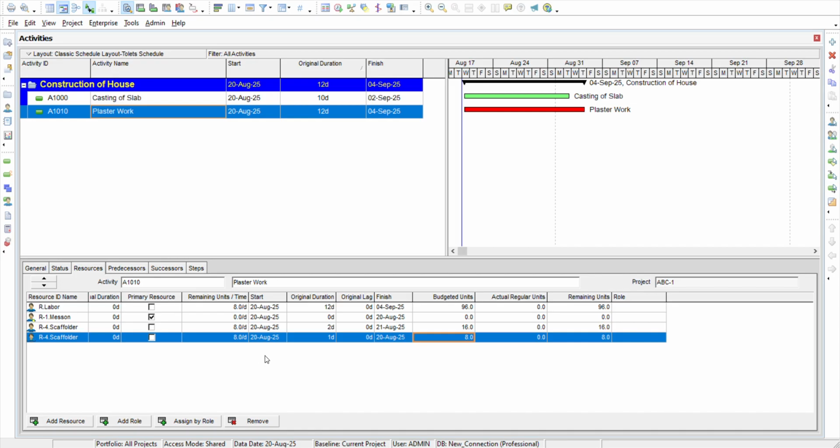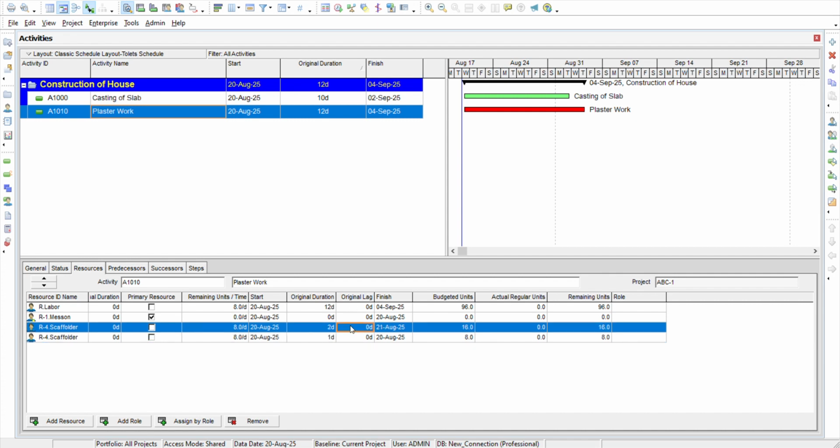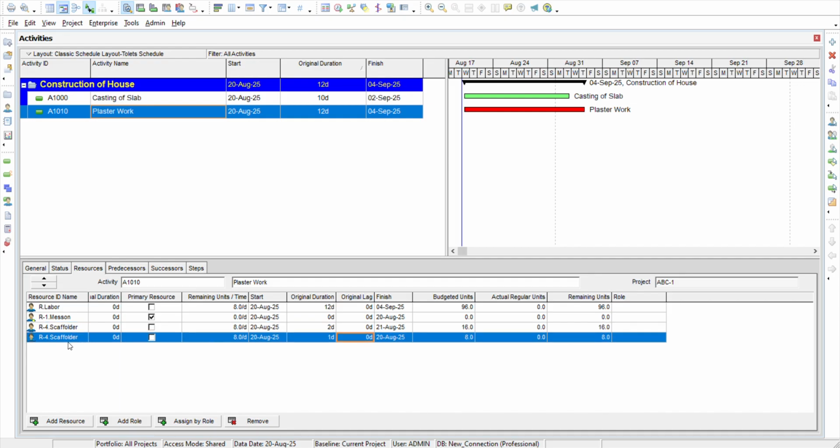So now here comes the tricky part. I do need to use resource lag. I will be using this at the start, so with 0 lag, but since I again need a scaffolder at the end of the activity, I will be using this 1 day of scaffolder with 9 days lag. Sorry, it will be 11 days since the activity is of 12 days. So this is how we will assign the scaffolder.